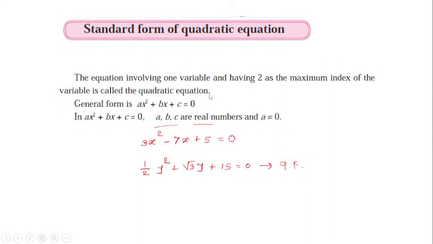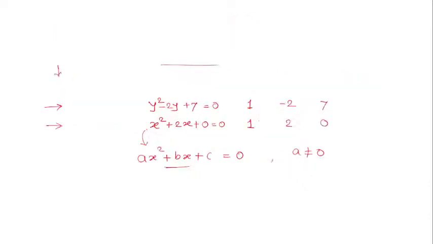This is the standard form of the quadratic equation where a, b and c are any real numbers, and the only condition is that a must not be equal to 0. If it is 0, then it would not be a quadratic equation. That's why this is the condition. So this is the first part we have studied.